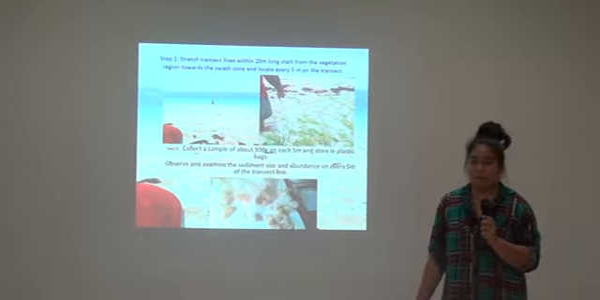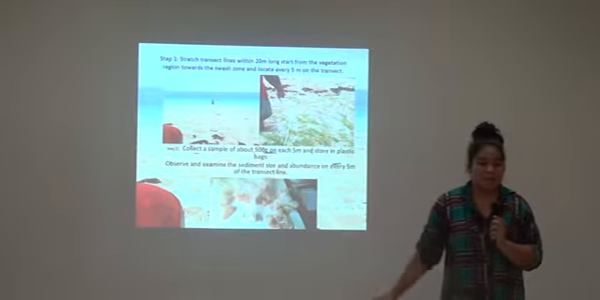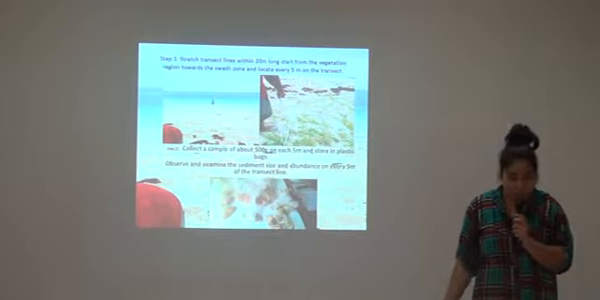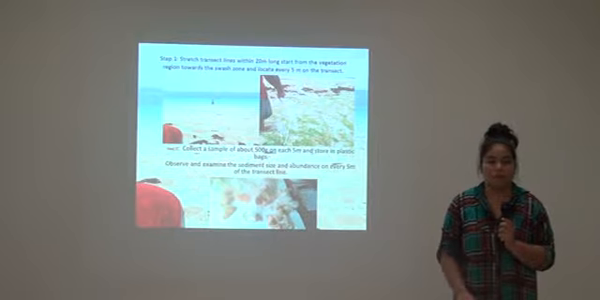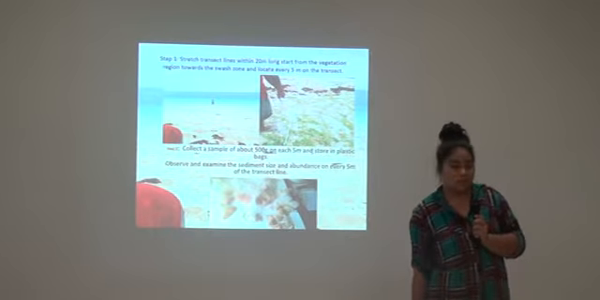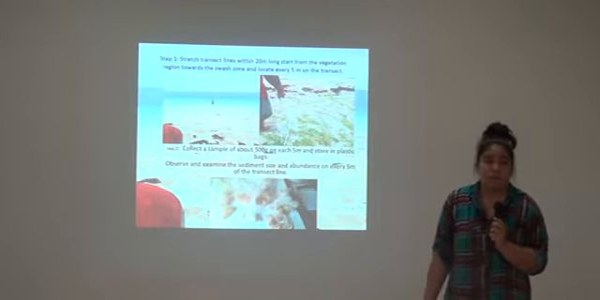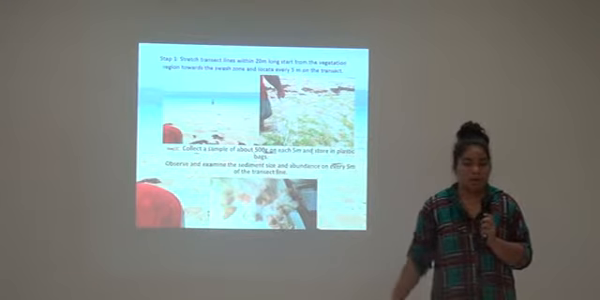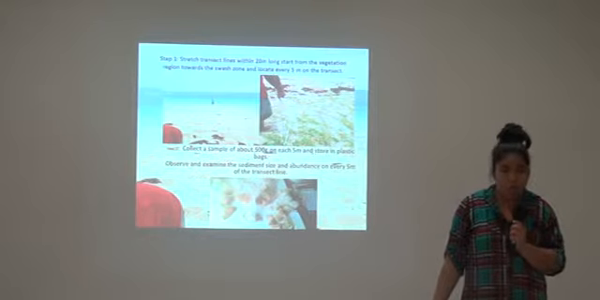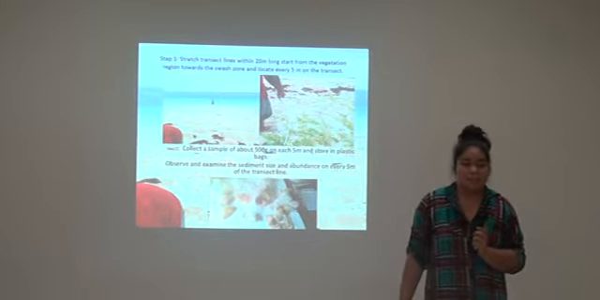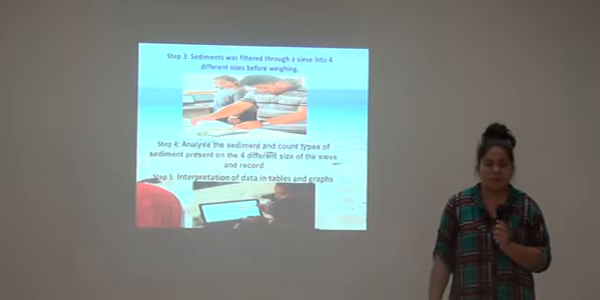Here are the following steps that we used while doing our experiment. The first one, we stretched a transect line 20 meters long, starting from the vegetation region towards the swash zone, and located every 5 meters on the transect. We collected a sample of about 500 grams at each 5 meters and stored it in plastic bags. We then observed and examined the sediment size and abundance at every 5 meters of the transect line.